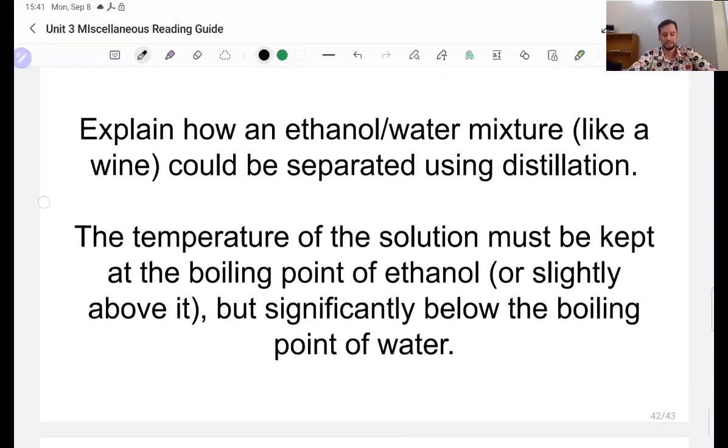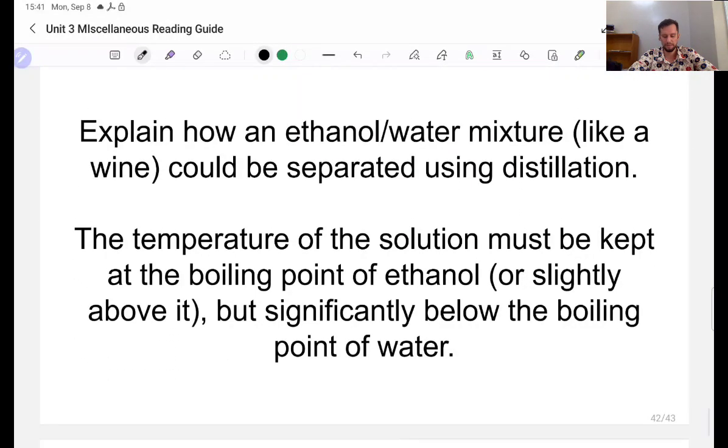So that's why I say here, the temperature of the solution must be kept at the boiling point of ethanol, or slightly above it, but significantly below the boiling point of water, because ethanol has a lower boiling point. So in something like this, the ethanol is being boiled off, but it's too cool for most of the water to become gas. And so the ethanol gets collected on the other side, and the water stays.